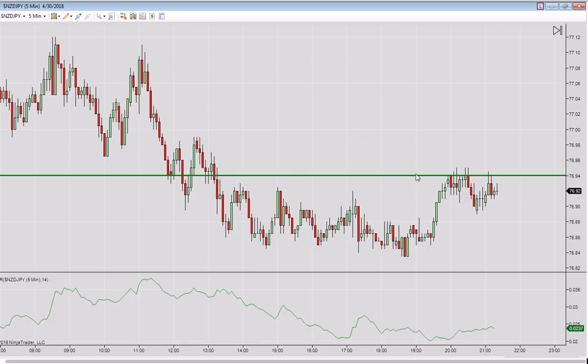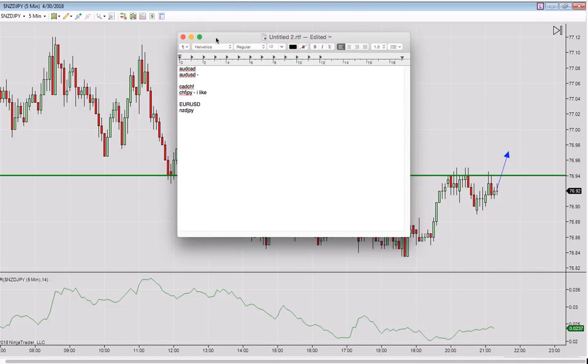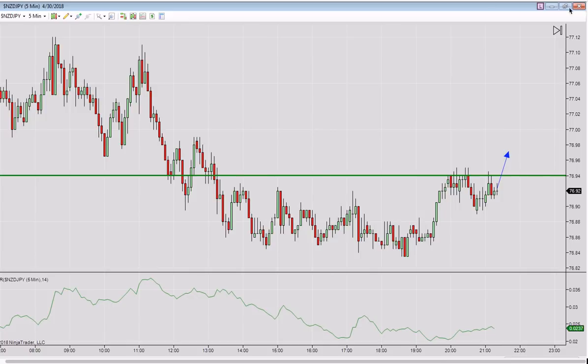In this case, we want to use our intuition and wait for a break of this, and then that break to fail. So we'll put a line on that. Let's add NZDJPY to our list.